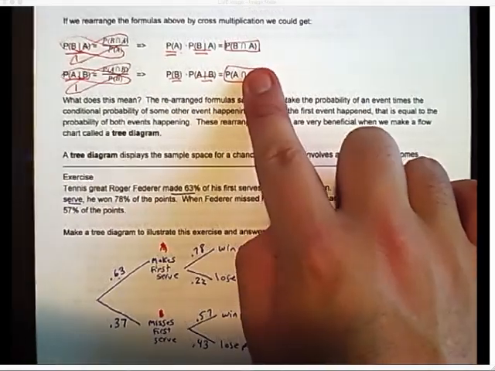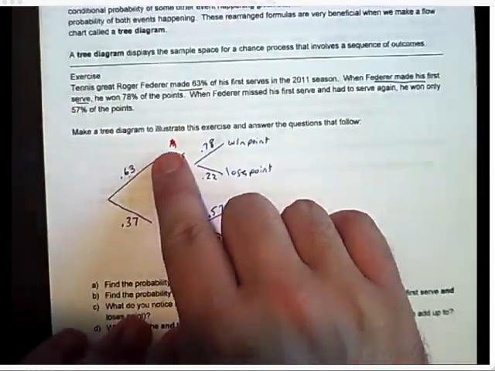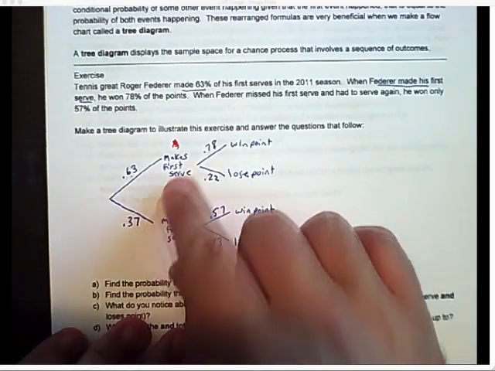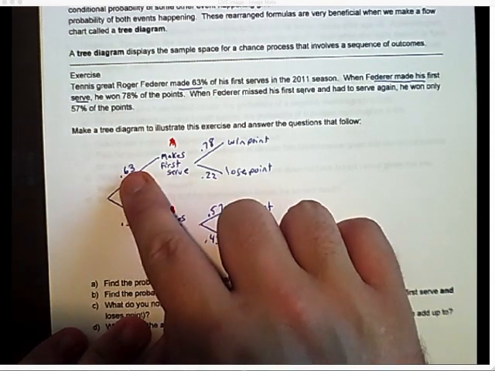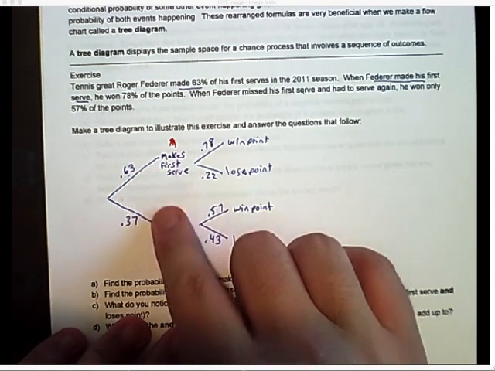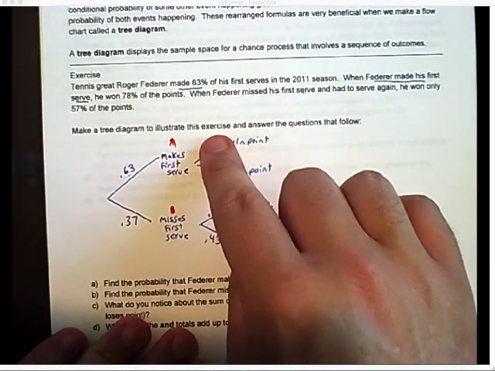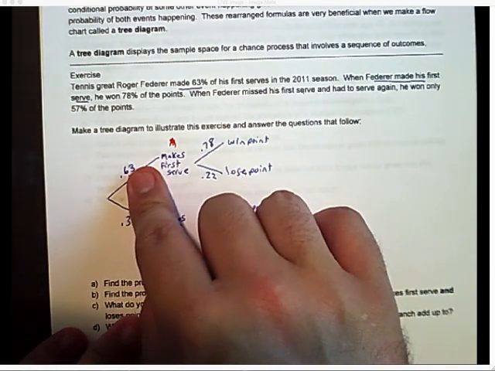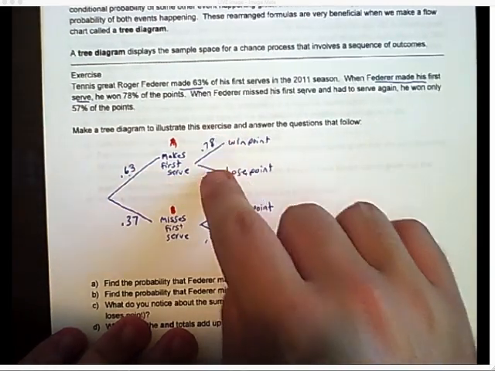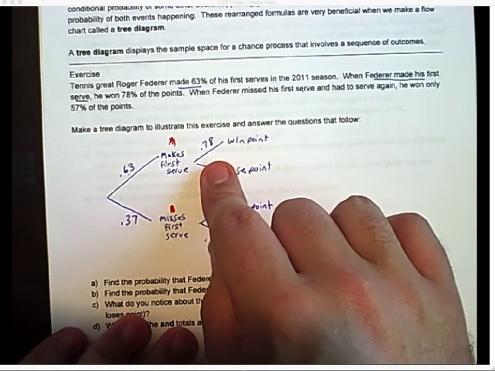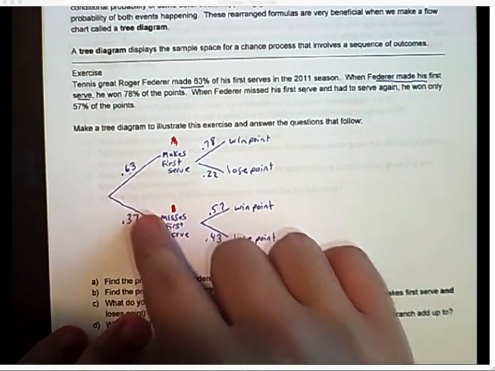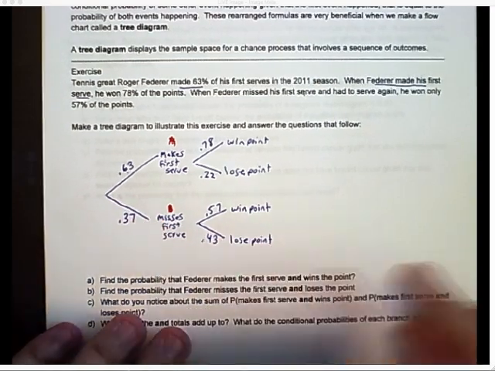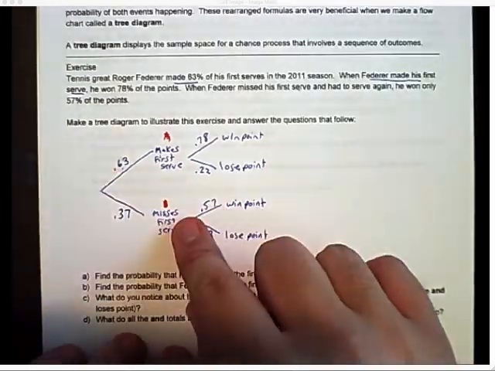So how do these formulas come into play? Well, the first branches are the probability of A and the probability of B. So here's your two events: makes the first serve or misses. But these branches depend on the first one. So these numbers are conditional probabilities based on this number, or based on this branch.